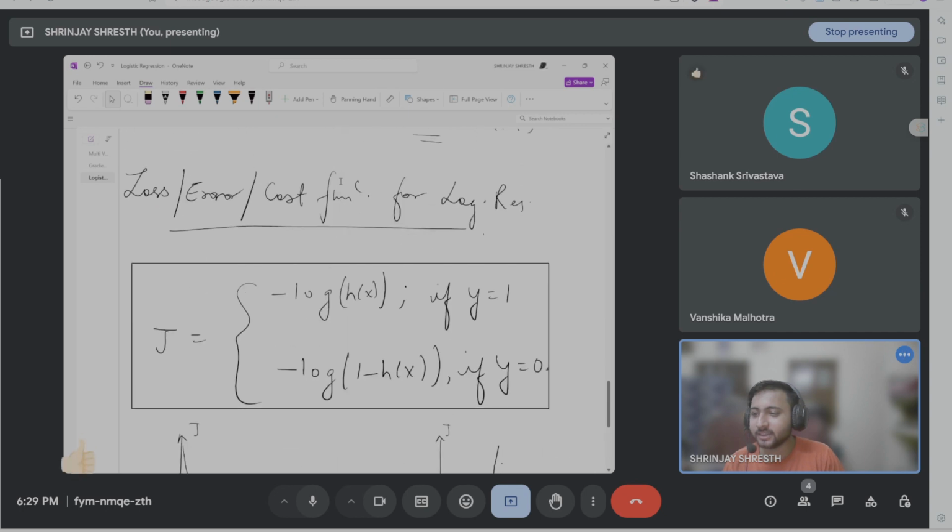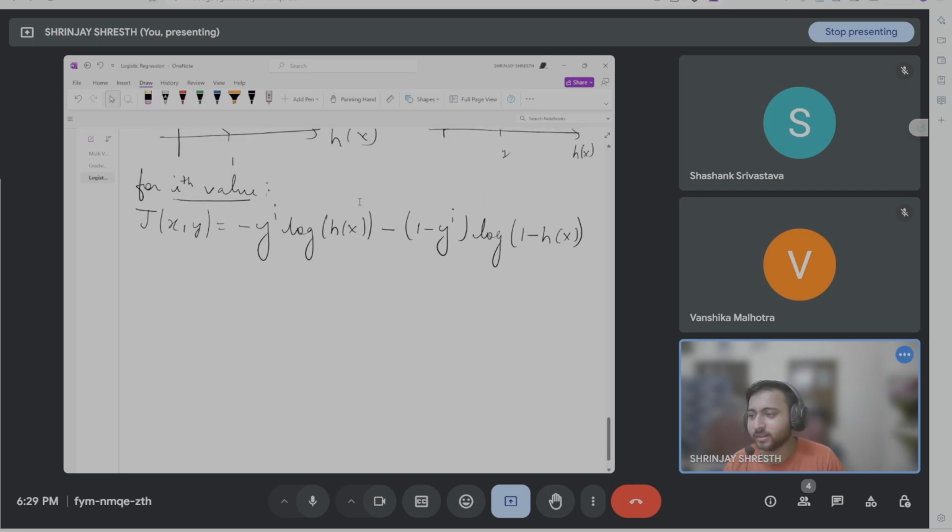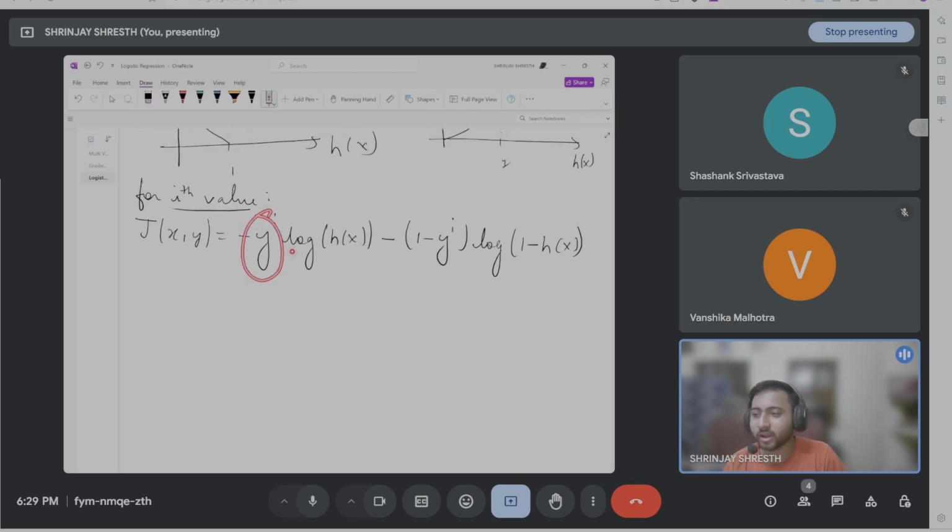So you have this function यहाँ पे. If y is 1, यहाँ पे 1 आ गया and you have this value. Try to put y is equals to 0 in this thing. अगर y 0 हो गया तो ये 0 हो गया, ये पूरा 0, बचा मेरे पास अब ये. So this is a single equation which summarizes जो हमने ऊपर पूरा लिखा. This function summarizes जो हमने ऊपर पूरा लिखा.